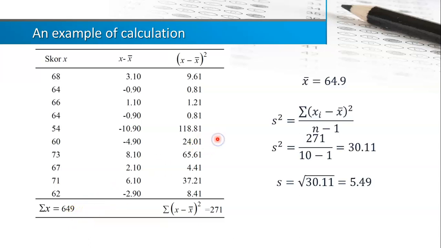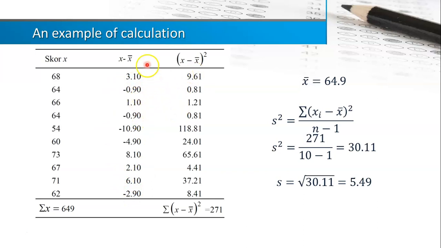The mean is 64.9. Once you calculate the 64.9, of course you can get it here. This is the total, so the mean is 64.9. So what you do is each of the scores you minus with the mean. So 68 minus 64.9, you get 3.10, and so on. For example, here 64 would be negative. 64 minus 64.9 will be negative 0.90. So all of these are negative.